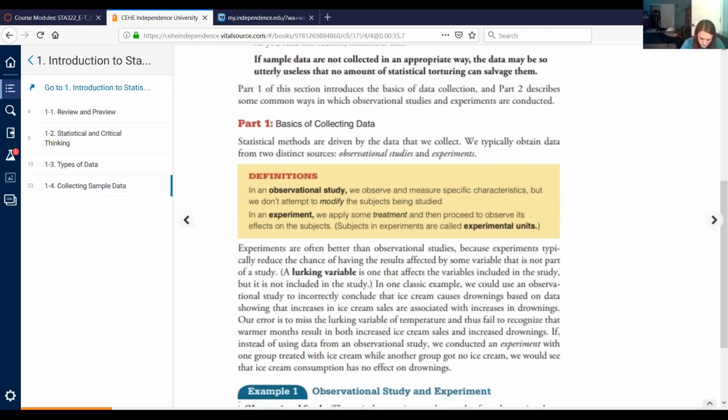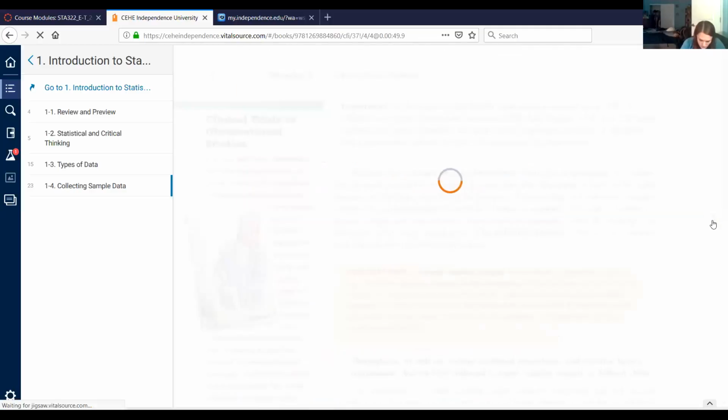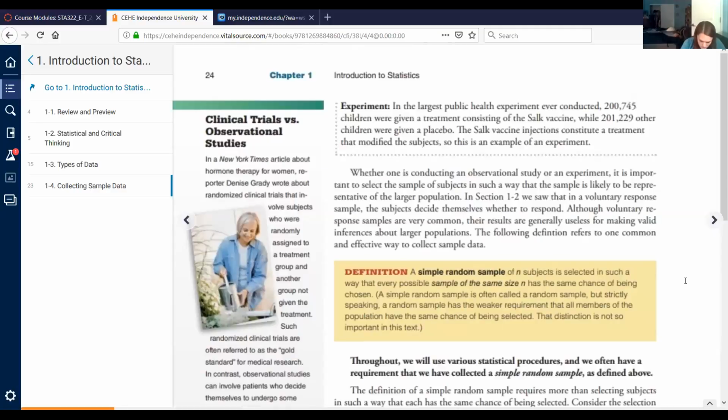So you'll see some questions about observation and experiment. Okay. Let's keep going. Now we get to sampling techniques.